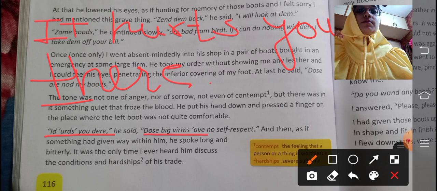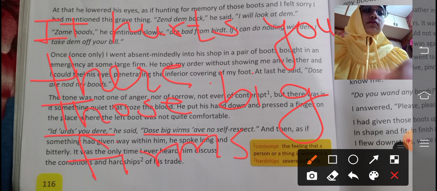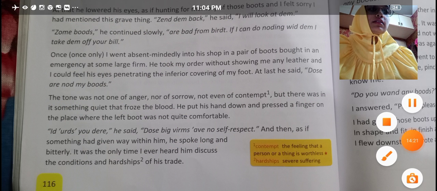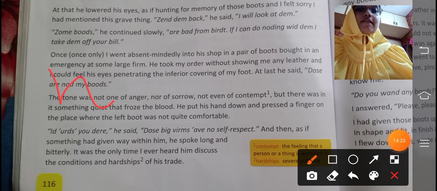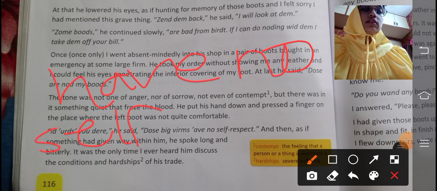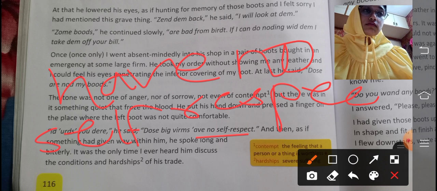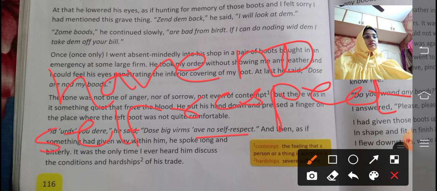Those big firms. Firms means companies. Have no self respect. That means have no self respect. Okay, this is what has been written here.